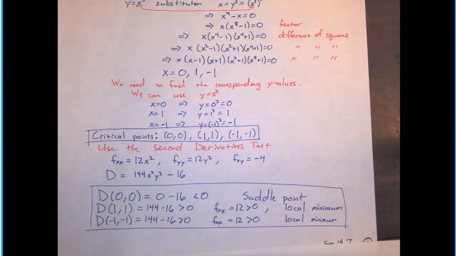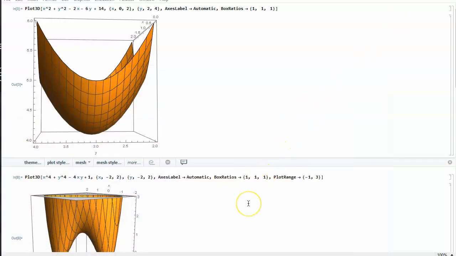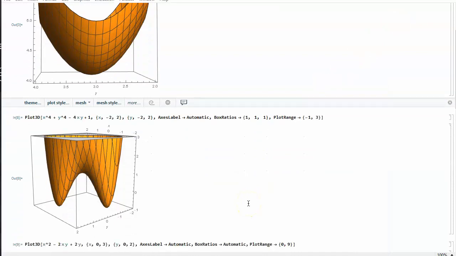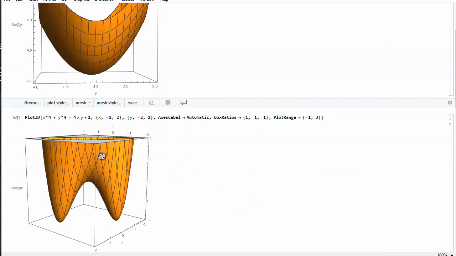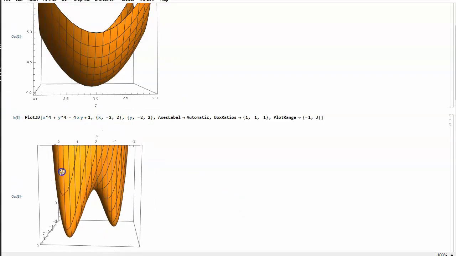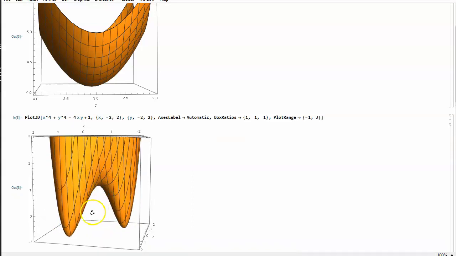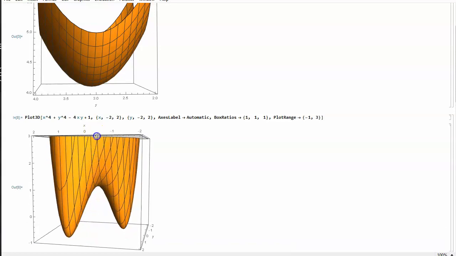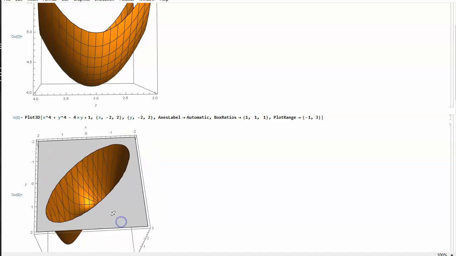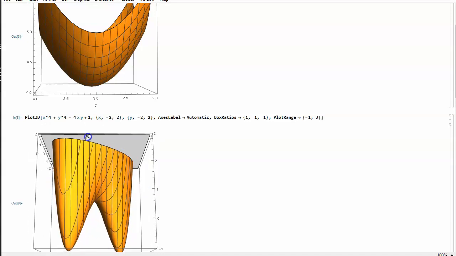Now if I look at a graph of this function, x to the 4th plus y to the 4th minus 4xy plus 1, you can see I have two local minimums. There's one here, there's one here, and I have a saddle point. So the saddle point, you can see in one direction, it's a maximum of the function. And if I look at a cross section, so if I look down inside of this thing, in this direction, it's a minimum of the function. So I have a saddle point there.